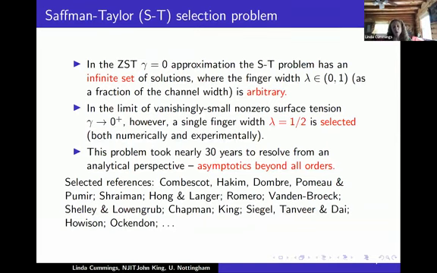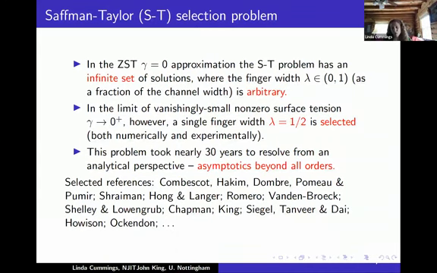So within the zero surface tension approximation, so that's setting that parameter gamma to 0, it's been known for a long time that the Saffman-Taylor problem has an infinite family of finger-shaped solutions in which the finger width lambda as a fraction of the channel width is arbitrary. Now, however, as you let the surface tension parameter gamma go to 0 from above, so the non-zero surface tension problem, what you find is that a single member of that solution family, the one with lambda equals 1/2, the finger occupies 1/2 of the channel width, is selected.